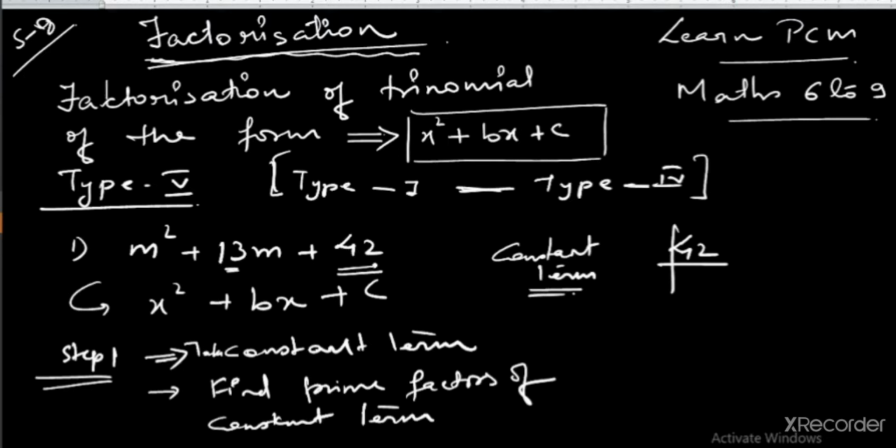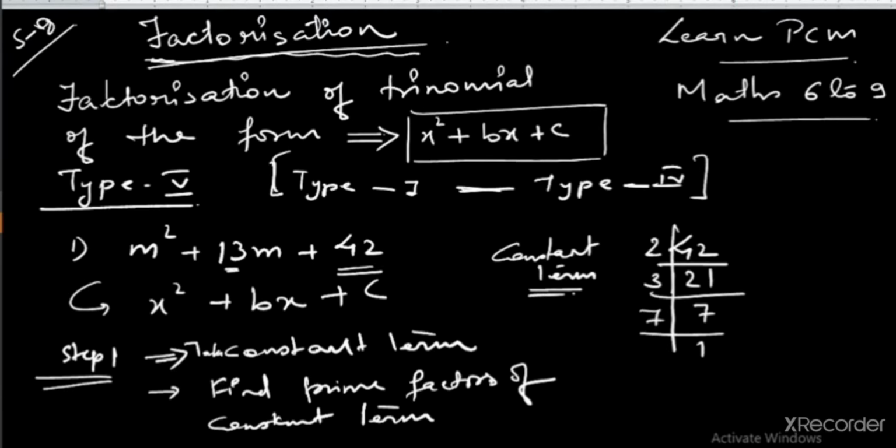So this is your constant term. Now we are going to find the prime factors. For prime factors, we'll start from 2, right? So it is going to give you 2 one time, and then 3, it will not go by 2, so 3 one time, and then 7 one time.